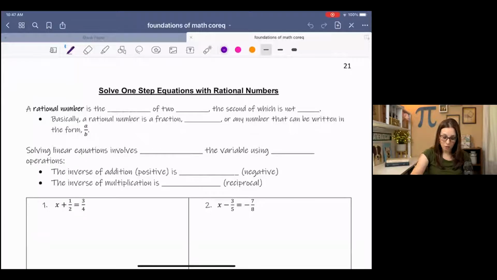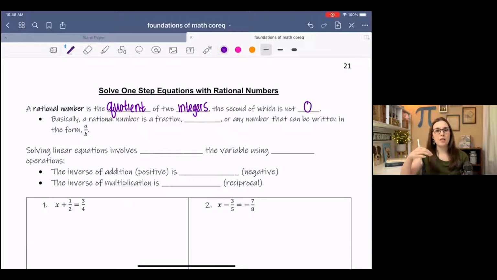Hey y'all, in this lesson, you're going to learn how to solve one-step equations with rational numbers. And remember, a rational number is just a formal name for fraction. By definition, a rational number is the quotient, that means division, of two integers. Remember, integers are negative, positive whole numbers, and zero. The second of which cannot be zero.